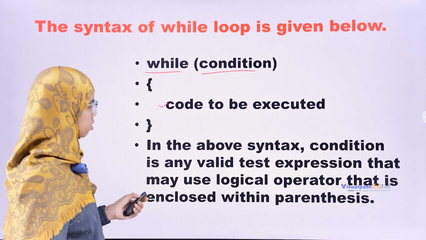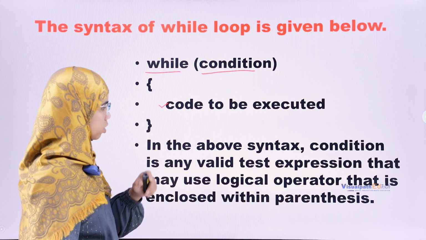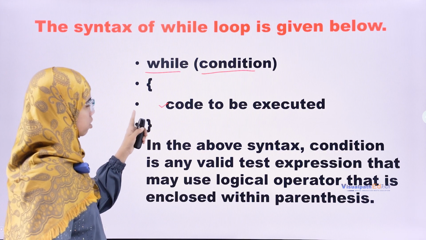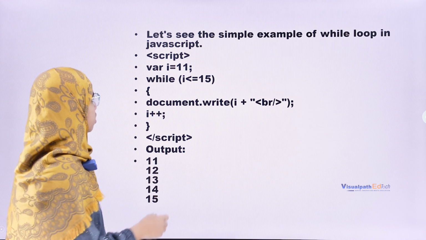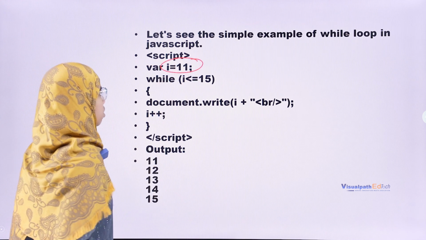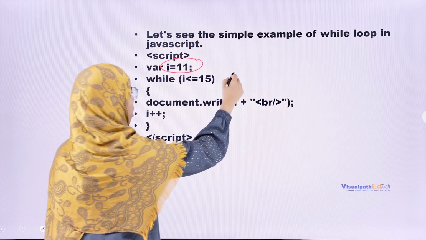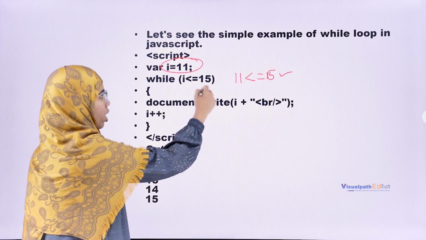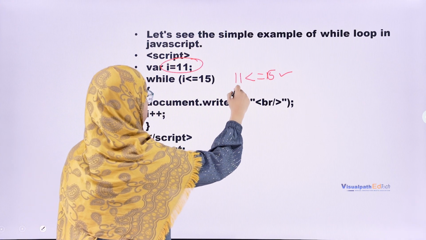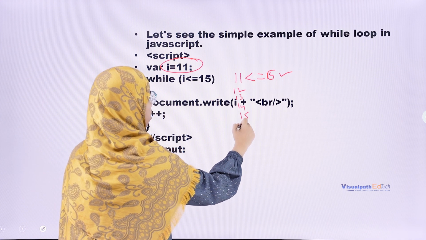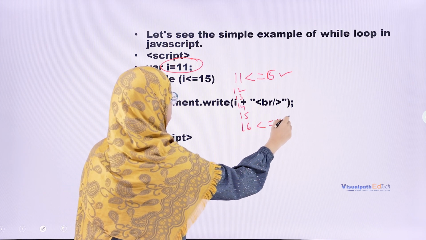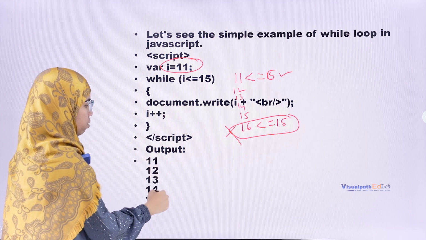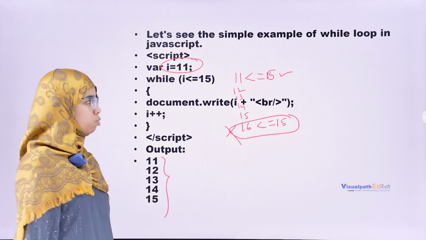And what happens here is, the condition is tested; the expression may use logical operators and is enclosed within the parentheses. So here if you see an example, we have initialized a variable I with the value 11 and we are checking, is 11 less than or equal to 15? Yes, it is true. So until this condition is satisfied: 11, 12, 13, 14, 15. Now when 16 comes, since it is not less than or equal to 15, at that time it halts the execution of printing the values. So it will print the values from 11 to 15.